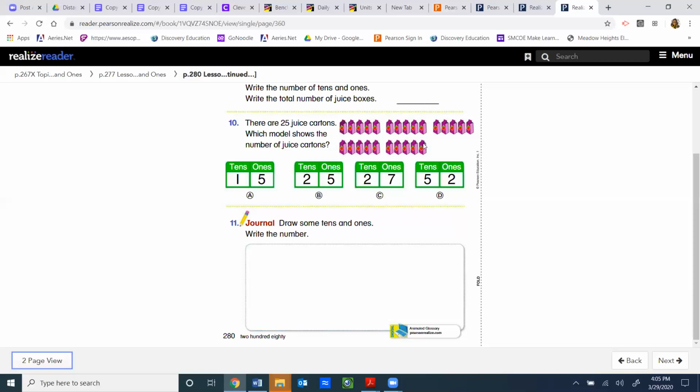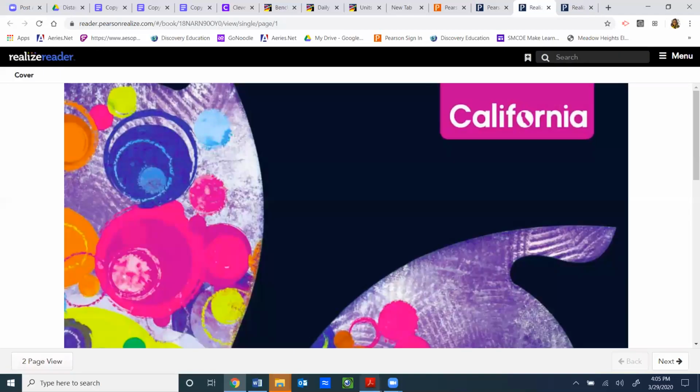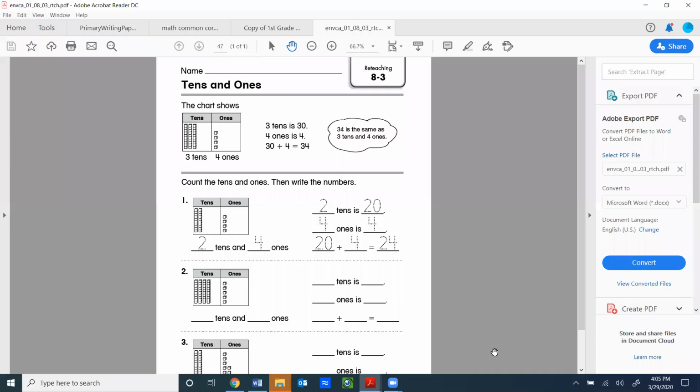Okay, let's go to our reteaching page. Oh, I have it down here. Thank you for your patience. Here we go. So this is also titled 8-3, tens and ones. So the chart shows 4 ones and 3 tens. 3 tens is 30. 4 ones is 4. 30 plus 4 equals 34. 34 is the same as 3 tens and 4 ones.